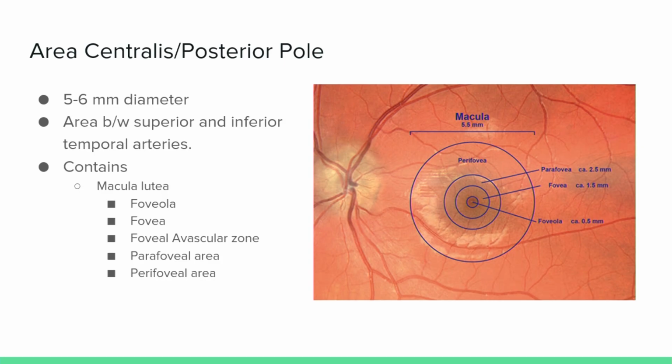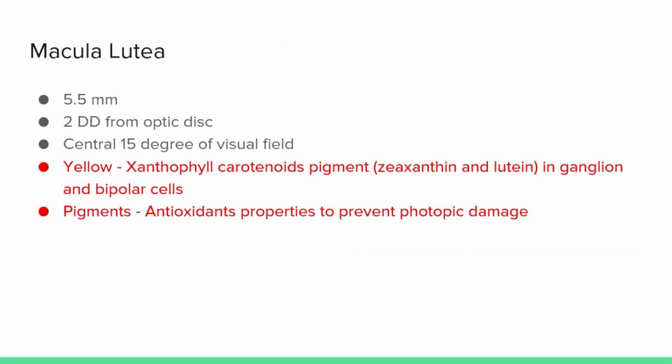Macula lutea can be further divided into the innermost part or the central pit, fovea, avascular zone, parafoveal zone, and perifoveal zone. Macula lutea, its circumference is 5.5 millimeters. It is 2 disc diameters away from the optic disc. It represents central 15 degrees of visual field.